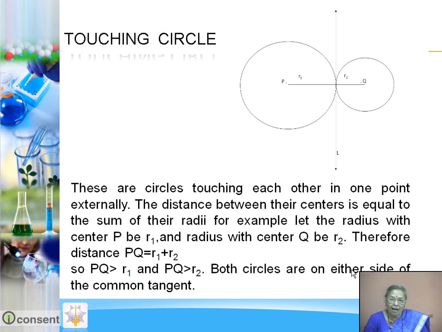These circles are a little different than the previous ones. These circles are touching circles. Two circles touch each other from outside. There is a common tangent between them. The centers of the circles are P and Q. The radius of the circle with center P is R1 and of the circle with center Q is R2.